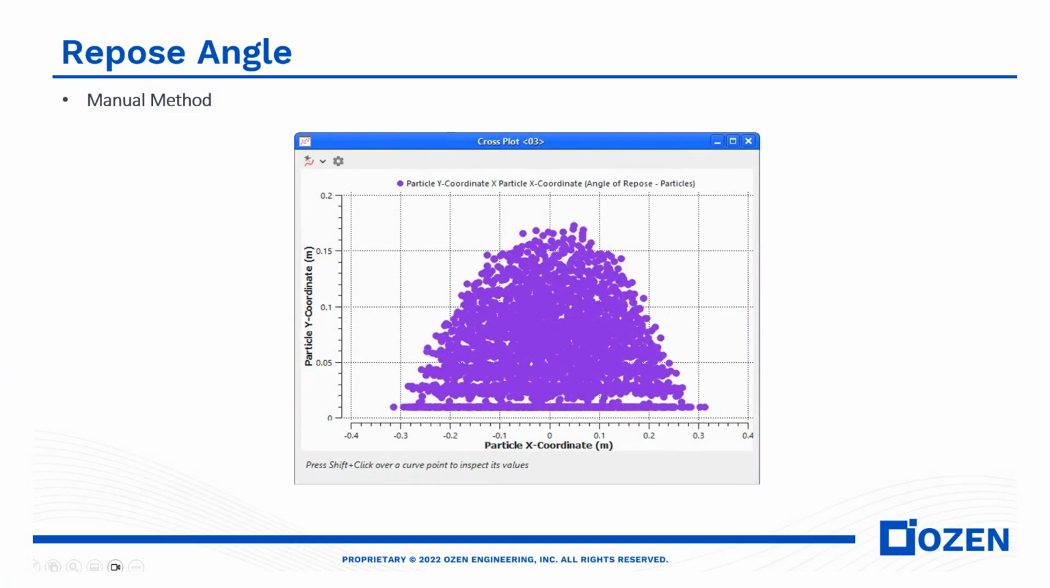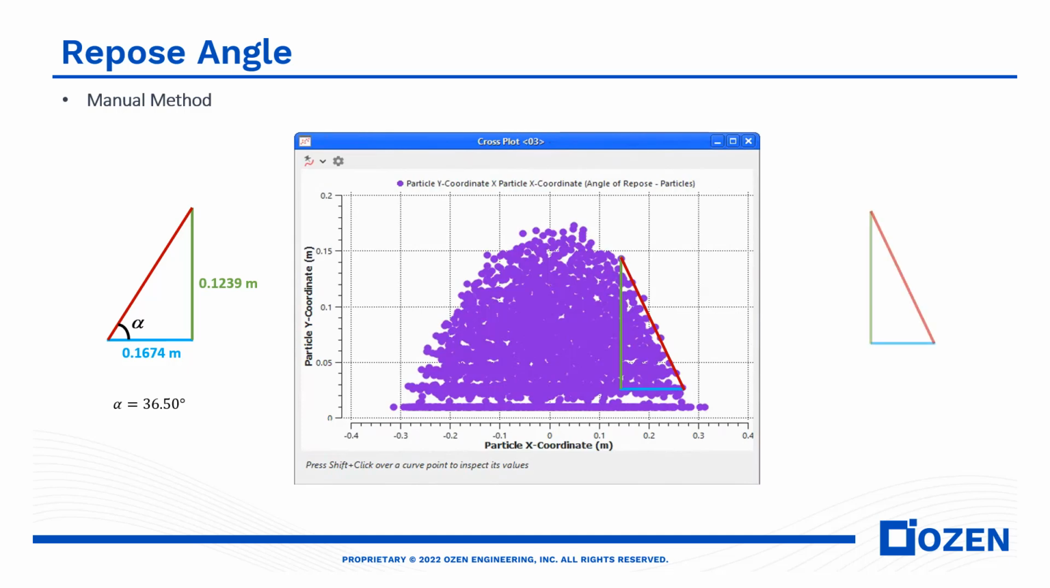Draw a tangent line over the particles on the left side. If we plot the Cartesian components, the triangle has these values with the proper scale. Now use a trigonometric function to calculate the angle. Repeat the process for the right-hand side. By taking the average, you see that the static angle of repose is 39.62 degrees.